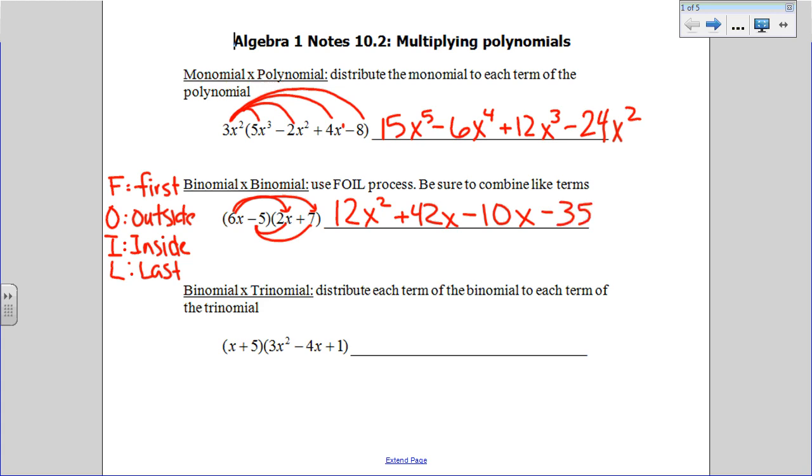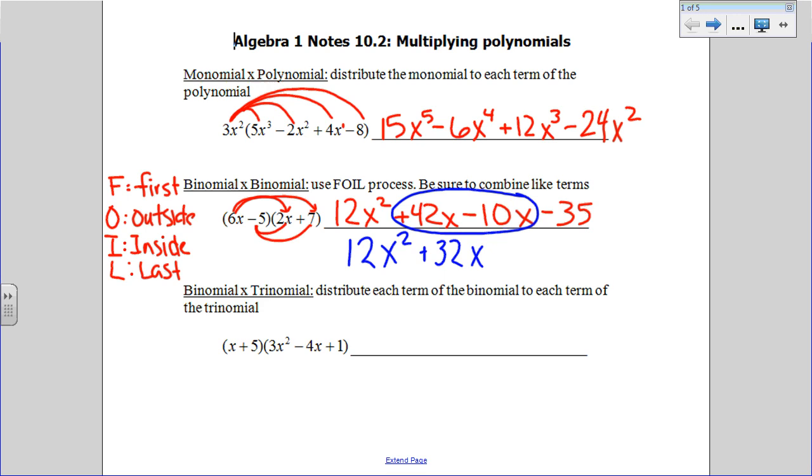So that was the first part. It said use the FOIL process, right? What's the second part tell you to do? Combine like terms. I still want my answer to be in standard form, so I'm going to keep this x squared as my first term. 99% of the time, ladies and gentlemen, the first term in your multiplication is going to be the first term in your final answer. After x squared, you need to put your x's, so this should be plus 32x.